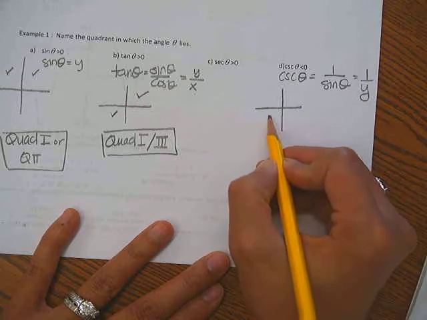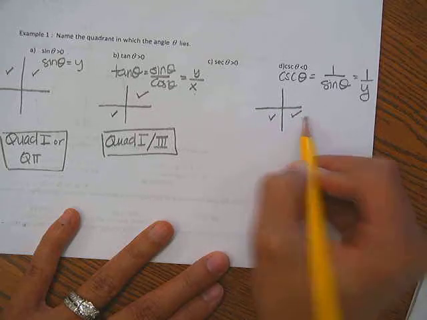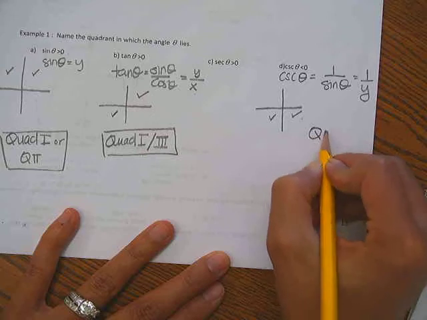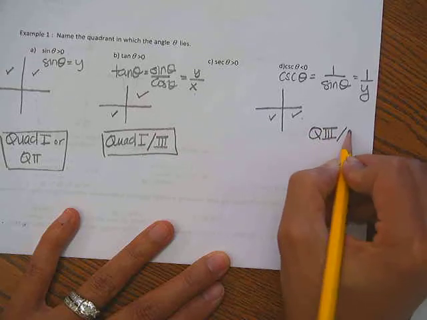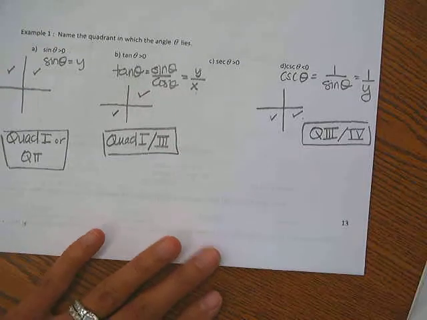So y is negative in quadrant number 3 and number 4. So my answer for this one is quad 3 and quad 4. Okay, so that's going to be my answer.